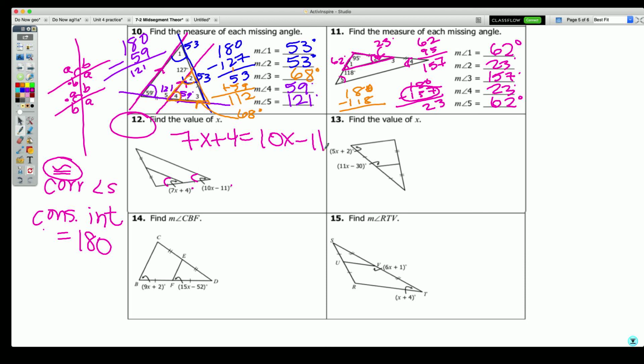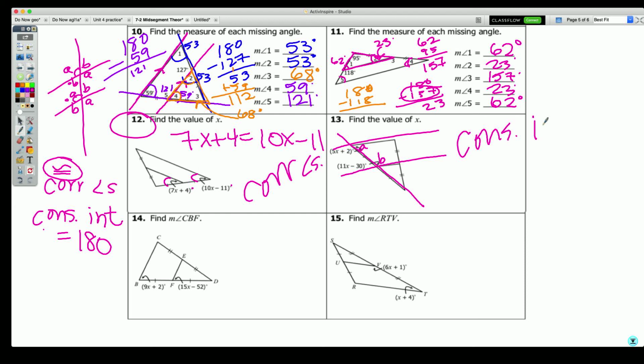I have full confidence that you can solve that, so we're not going to do that. We're going to move on to the next one. Okay, looking at my next one. These are no longer corresponding because one of them is an A and one of them is a B, which means they are, sorry, those were corresponding. These are consecutive interior, which means together they equal what? 180. So please set up an equation there. You don't need to solve it. I just want to see that you can set up an equation to solve for x there. So they're not equal to each other. You would add them.